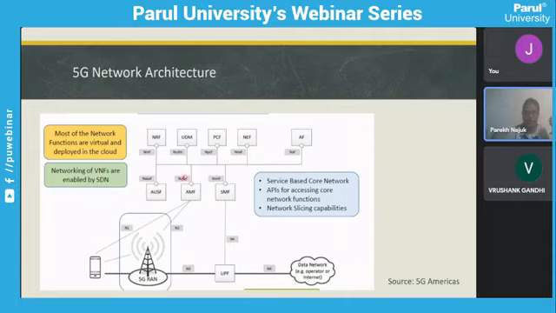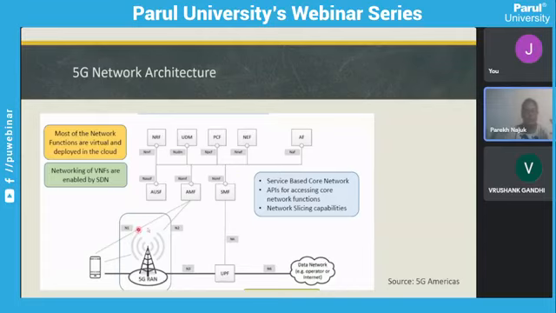Okay, these are all the networks you can see over here. Most of the network functions are virtual and deployed in the cloud. What is the physical thing? The physical thing is just the mobile and the base station. After that, everything is deployed in the cloud, right?